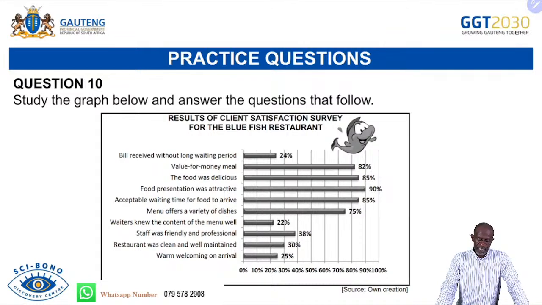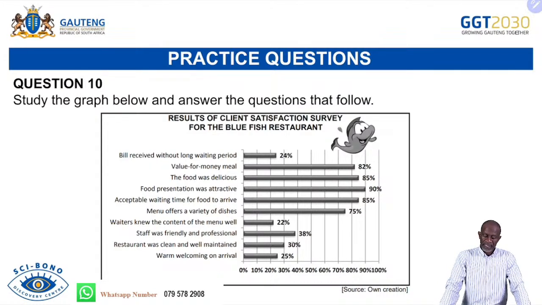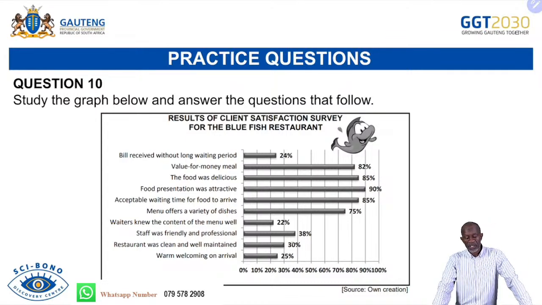The staff was friendly and professional. It's also rated at 38%, and this can do harm to the business. The restaurant was clean and well maintained, it's at 30%. So uncleanliness can also chase away customers. Warm welcoming on arrival is rated 25%, also can chase away potential customers.